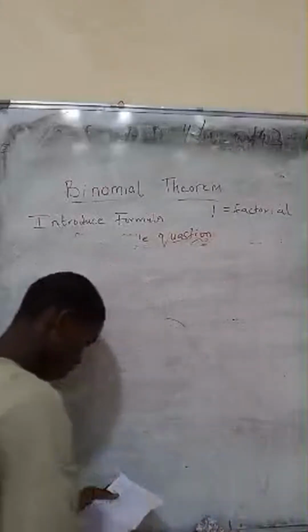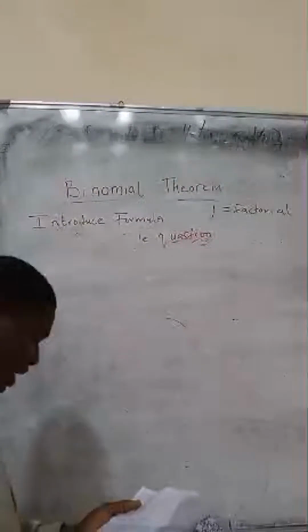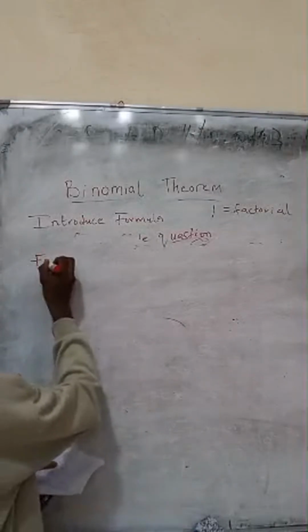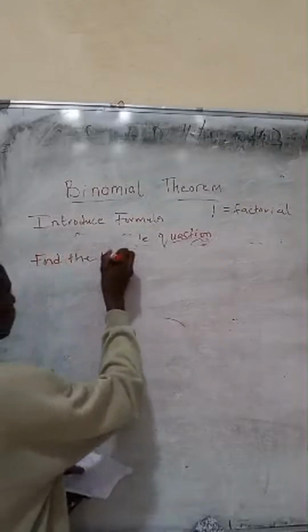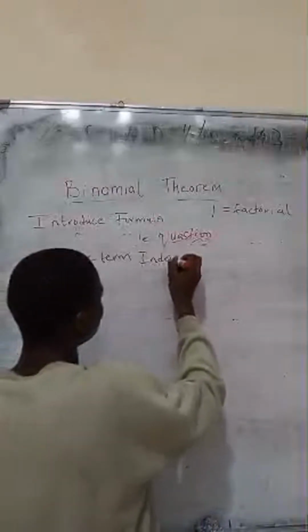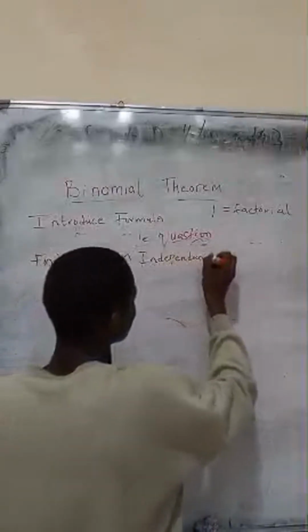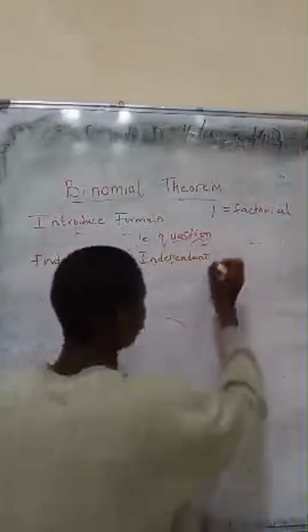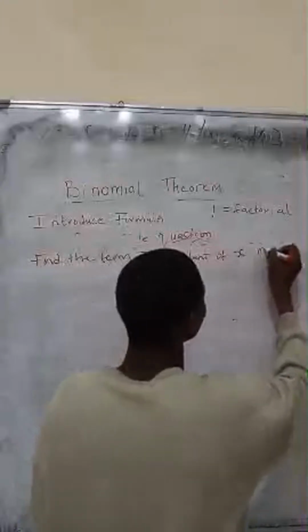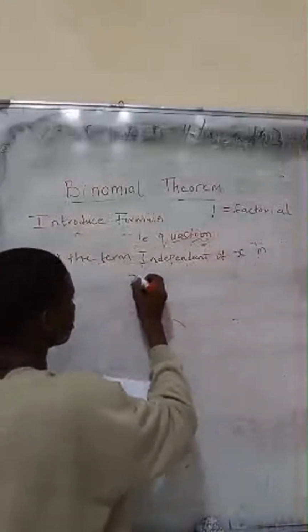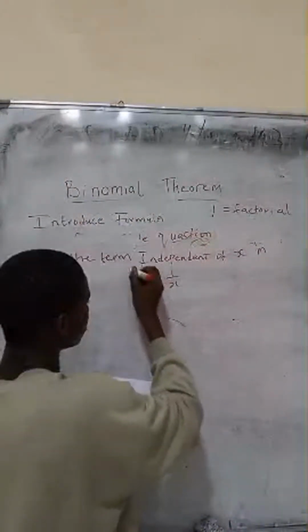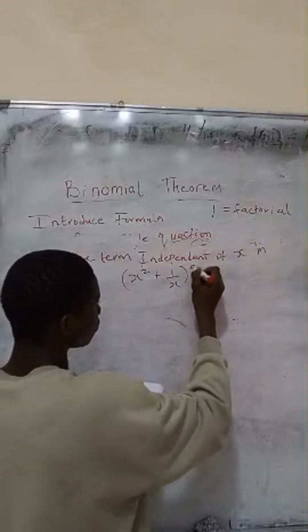So the question we have here says: find the term independent of x in (x squared plus 1 over x) all to the power of 5.